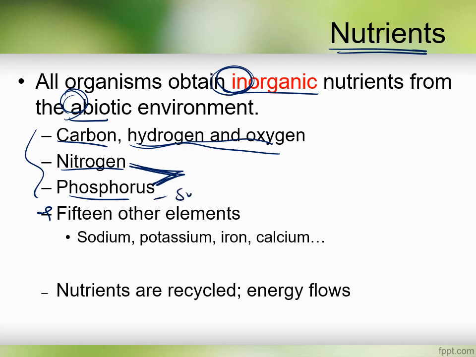I could probably throw some sulfur in here. We definitely have lots of sulfur in protein. So these are our nutrients. Interestingly, nutrients are recycled. So we have lots of cycles, nutrient cycles. Energy, however, energy flows, and we'll talk about that in our next lecture.